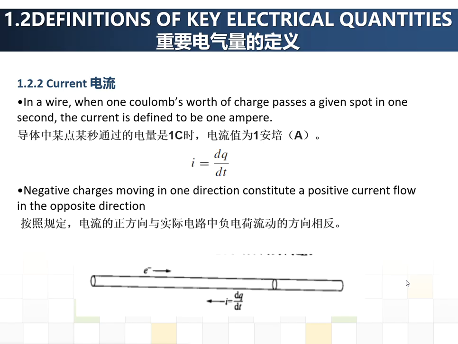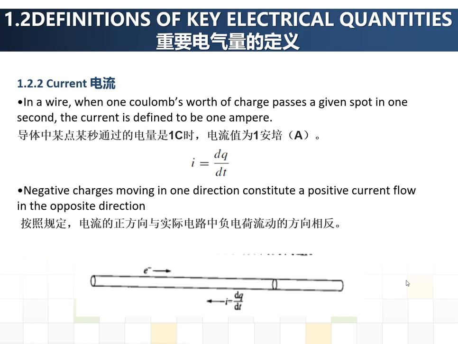Section 1.2.2 is the concept of current. In a wire, when 1 coulomb's worth of charge pass a given spot in 1 second, the current is defined to be 1 ampere. The current is equal to dq divided by dt.